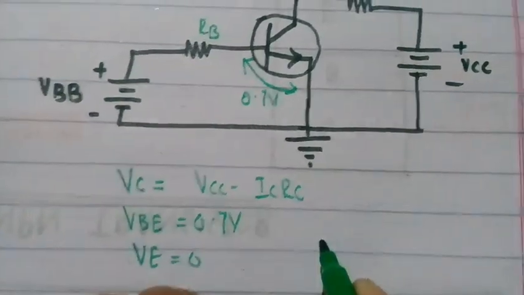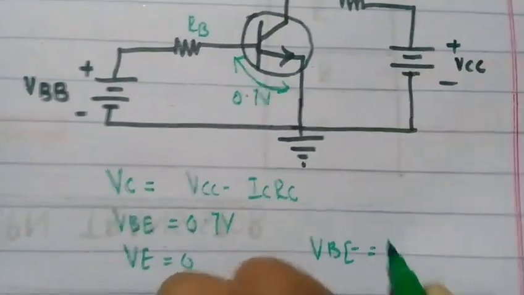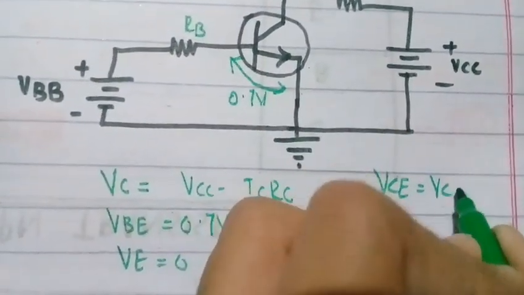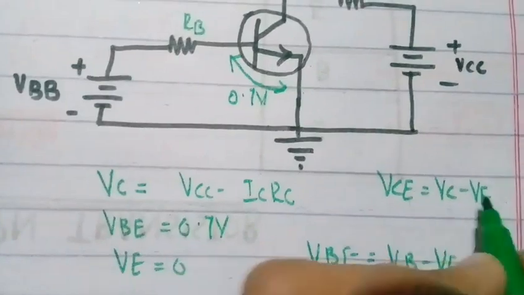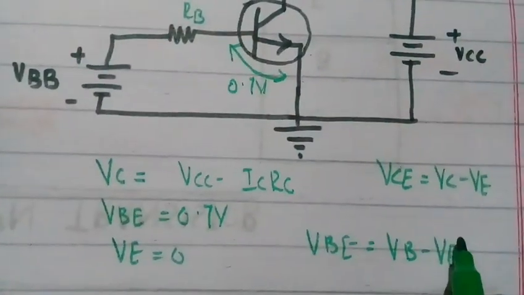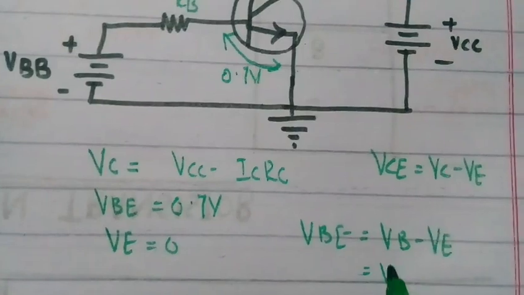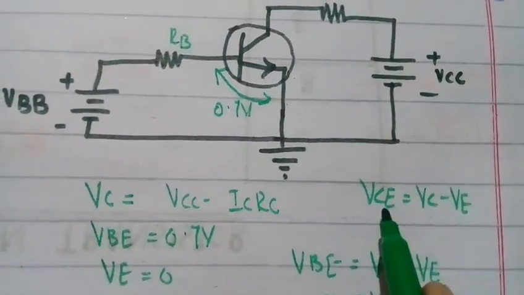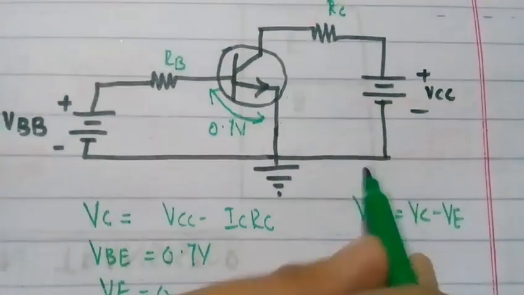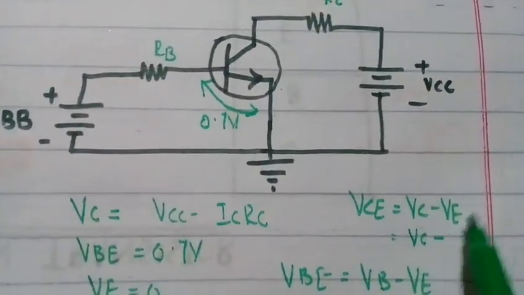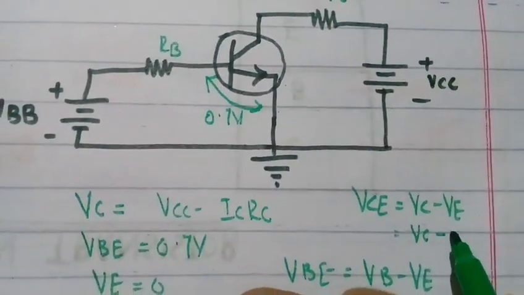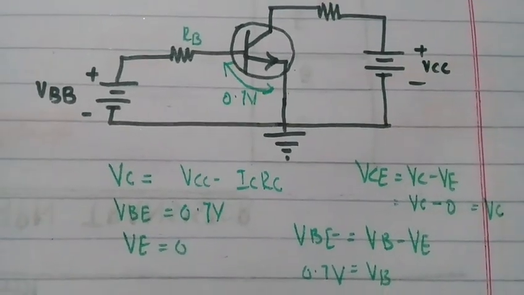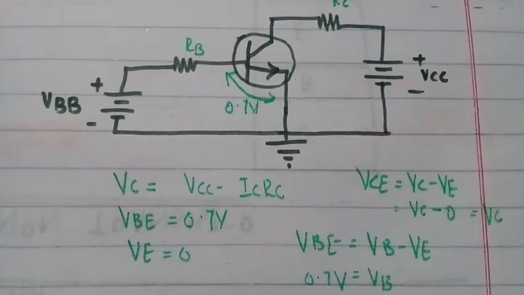VBE is equal to VB minus VE. VCE will be equal to VC minus VE. So the double subscript is shown by this method. If VE is equal to 0, then VB is equal to 0.7 volts. If you want to find VCE, the collector voltage is VC, and the emitter voltage is 0 volts, so VCE will be VC volts. The collector voltage will be shown.